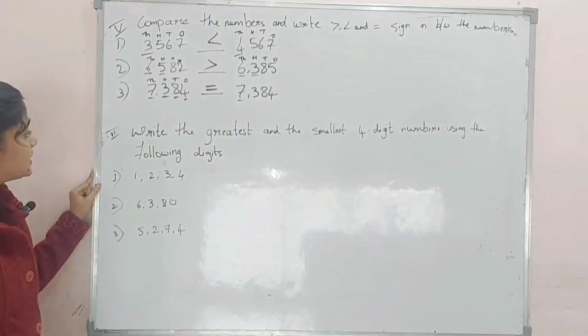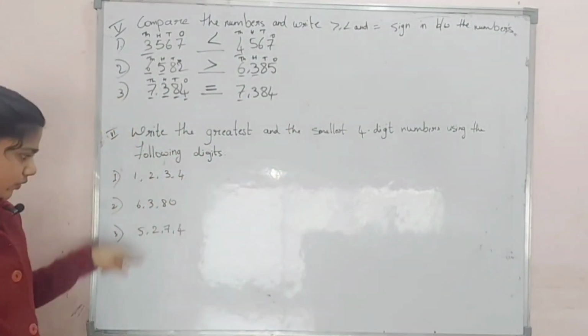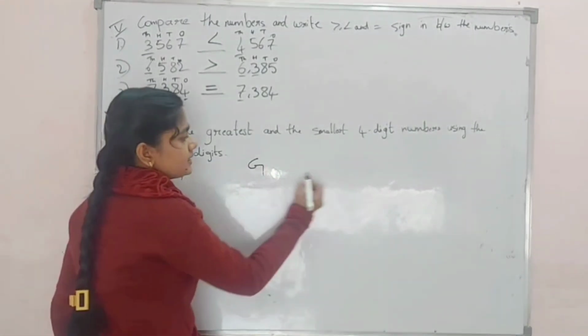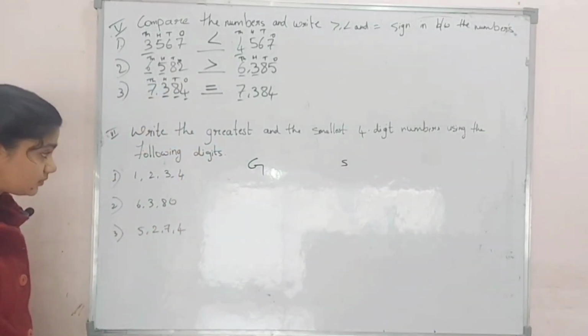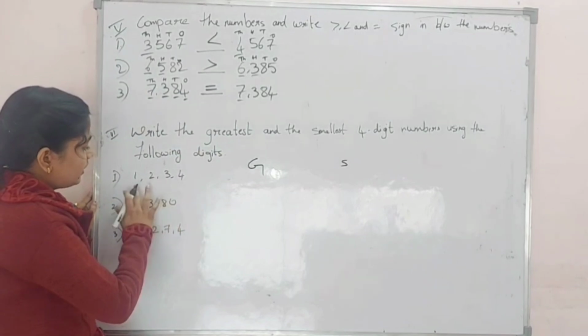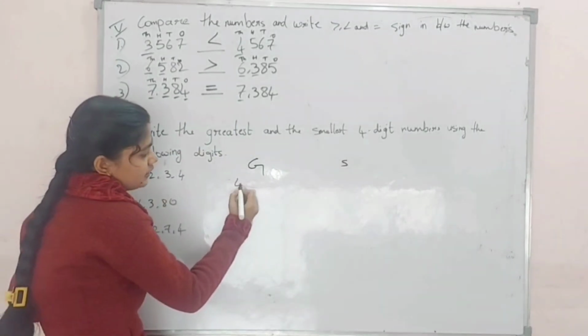Next, question six: write the greatest and the smallest 4-digit number using the following digits. They have given some digits, and we have to write the greatest and the smallest. First I am writing the greatest. Which one is greatest here: 1, 2, 3, 4? 4 is the greatest, right? So first I'll write that 4.